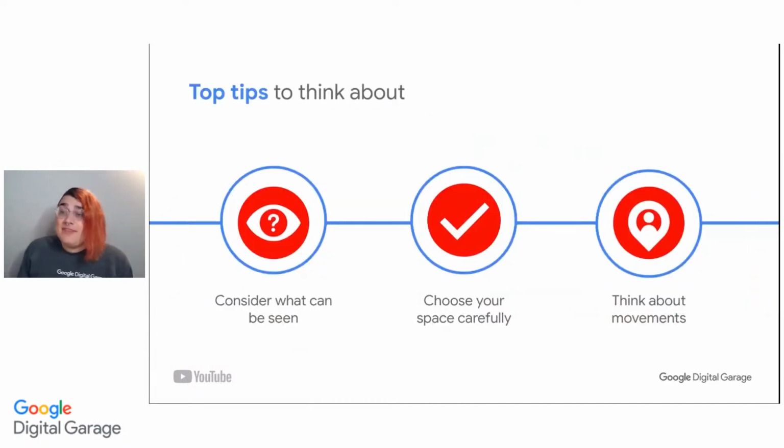Top tips to think about what can be seen, what's in the background. You'll notice that we've got just a nice plain background. And the reason for that is because a background, if it's busy, it can be distracting. And it can mean that people don't focus on what you're saying. They're looking at what's in the background. So think about what can be seen. Think about the space. Think about the sound quality as well.